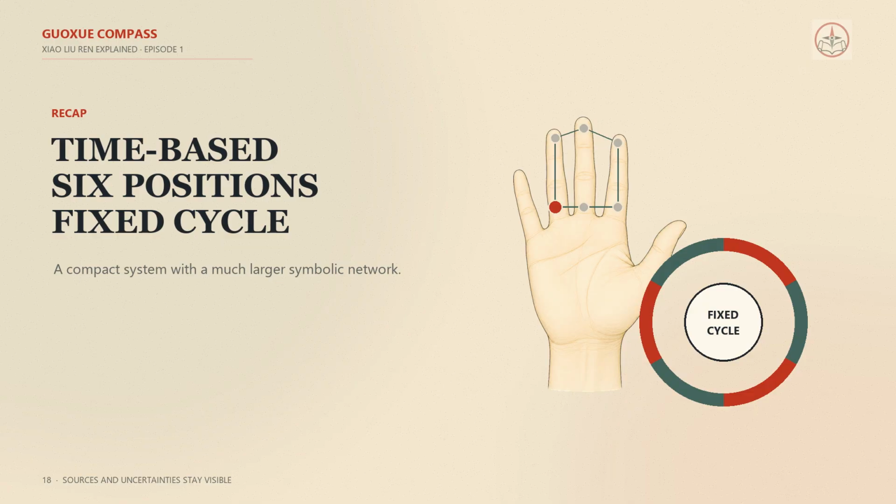So what is Xiao Liu Ren? It is a Chinese time-based divination method that maps calendar values onto 6 positions around the fingers. The hand functions as a portable counting surface. The 6 results form a fixed cycle, and each opens into a larger web of symbolic correspondences. The method is documented in modern manuals and has also been noted in scholarly research. But the more dramatic claims about ancient authorship, secret lineages, and predictive accuracy require separate evidence.